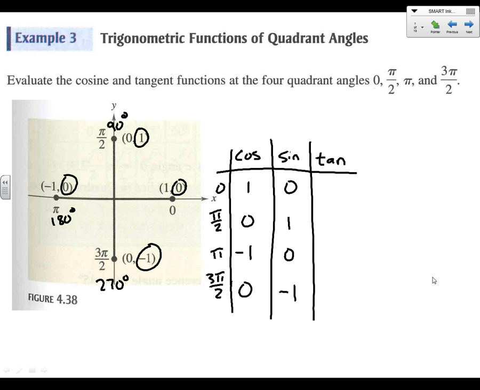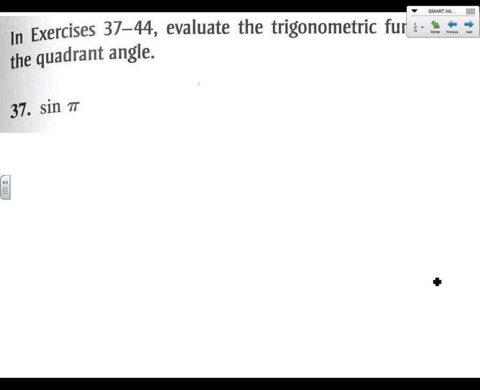Alright, so tangent then becomes easy because it's y over x, or sine divided by cosine, seeing as sine is y and cosine is x. Let's go ahead and divide. 0 divided by 1 is 0. 1 divided by 0 is undefined. 0 divided by negative 1 is 0. And then negative 1 divided by 0 again is undefined. So an easier way to remember this is that anytime your x value is 0, tangent is going to become undefined. So knowing that, let's see if you can tell me the sine of pi.